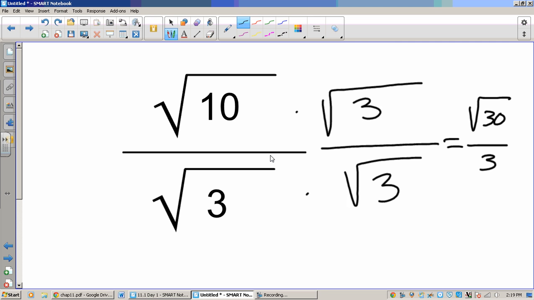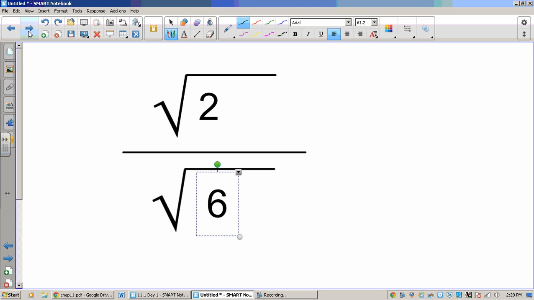Okay, so continuing on, now we no longer have a square root in the denominator. So in our case here, the square root of 30 over 3 is simplified. And radical 30, we can't reduce that anymore. So let's go on to our next problem.